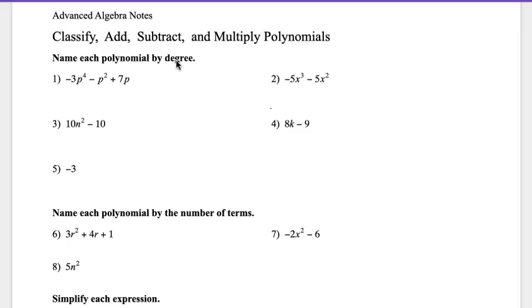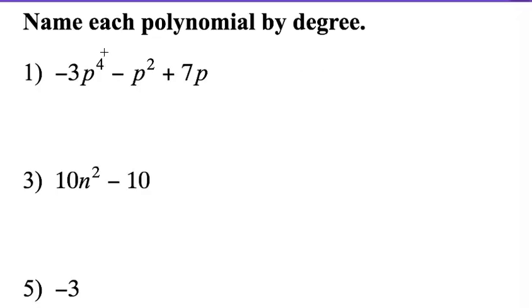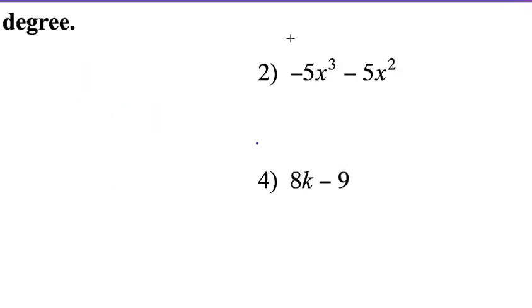Now, by degree, we're talking about their highest power. In number 1, we notice that the highest power is 4. So we're going to call this a fourth degree polynomial. Easy enough. Number 2, instead of calling this a third degree polynomial, we actually call this a cubic. So it does get a little more complicated.